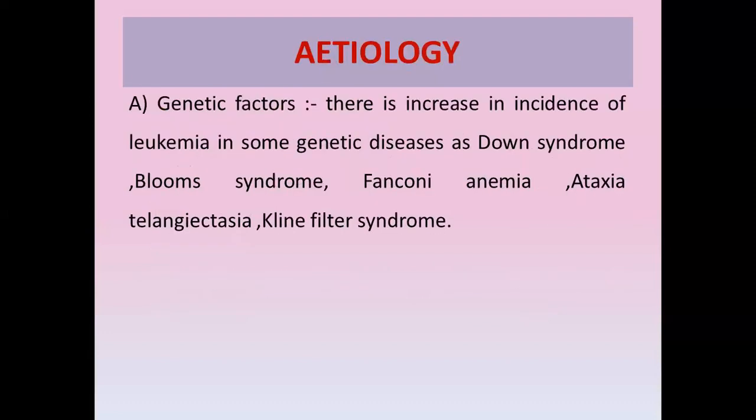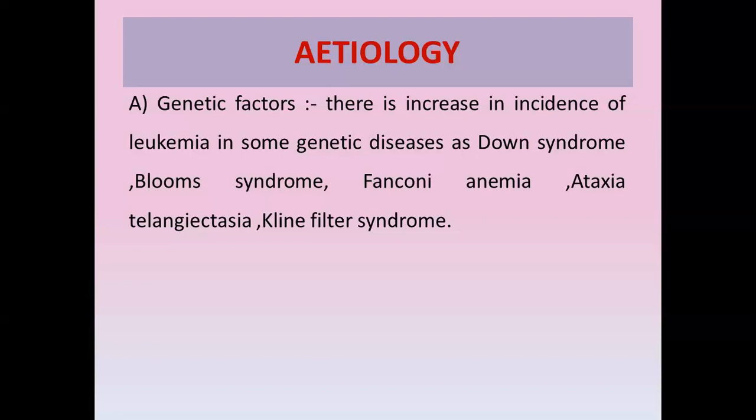Another is the genetic factor of the host. There is increased incidence of leukemia in some genetic or syndromic diseases: Down syndrome, and Bloom syndrome. In Bloom syndrome, the patient has many features, such as involvement of more than one system in the body, skin rash, photosensitivity, immunological disorder, and so on. Fanconi anemia, which is a form of aplastic anemia and bone marrow failure syndrome. These patients also have increased susceptibility for development of leukemia.